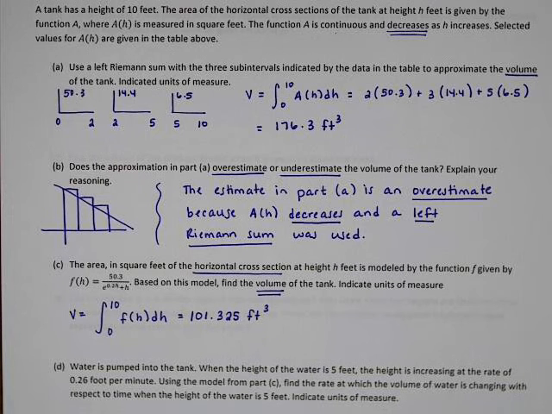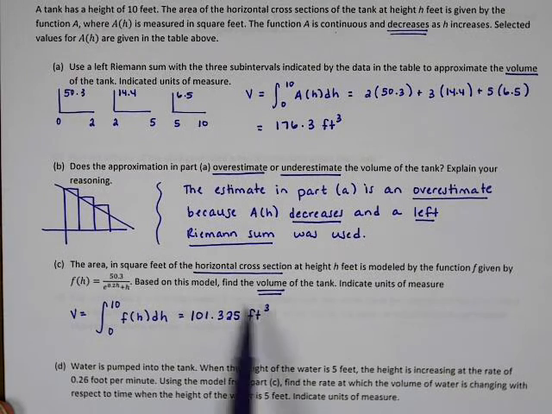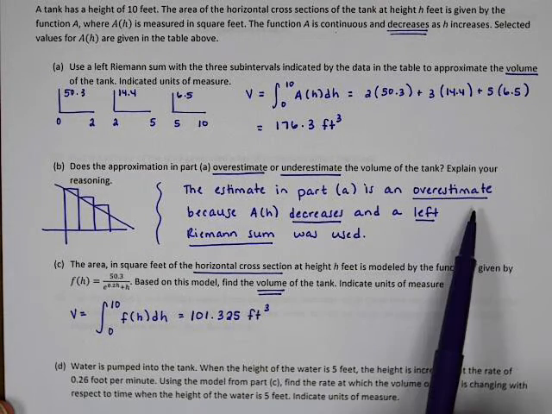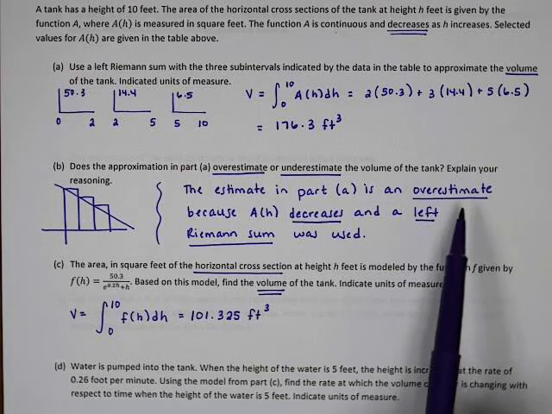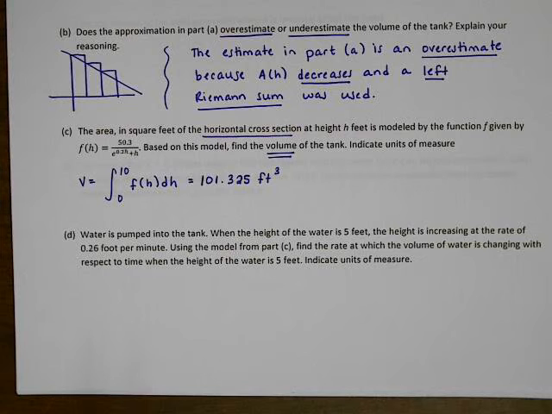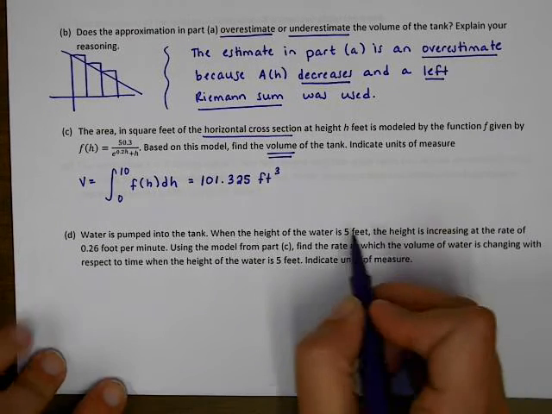These three parts of the question all go together. They all make sense together because this number is bigger than this number, which is what we said we expected based on our data. Finally, in part C, it says water is being pumped into the tank. When the height of the water is 5 feet, the height is increasing at a rate of 0.26 foot per minute. So the height is 5 feet.